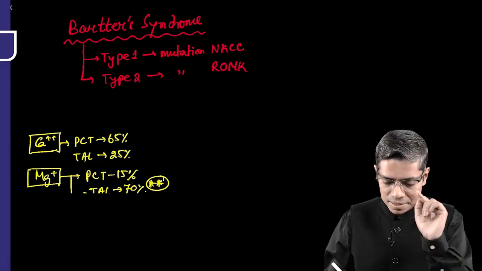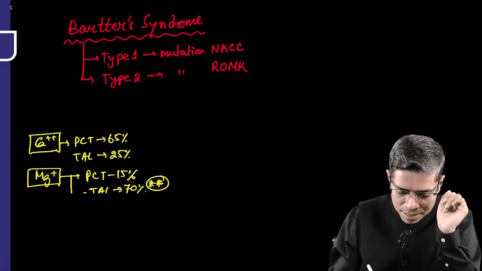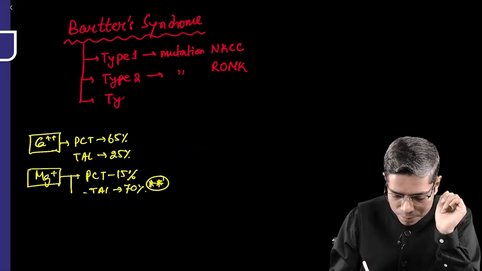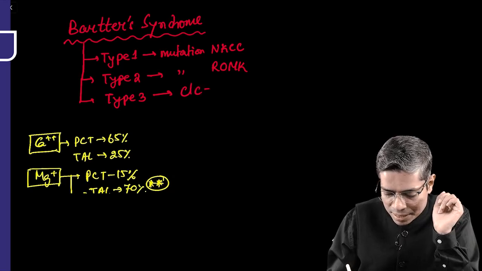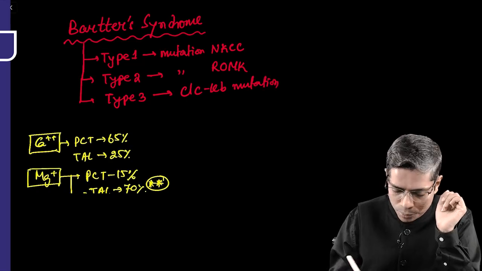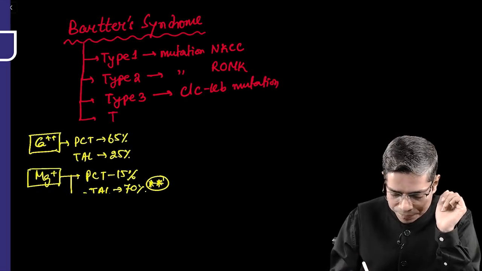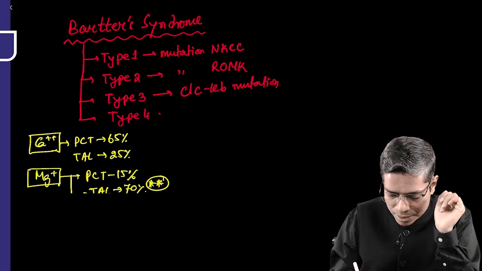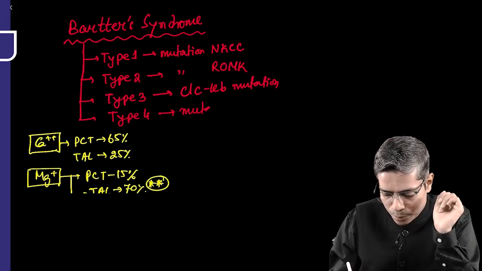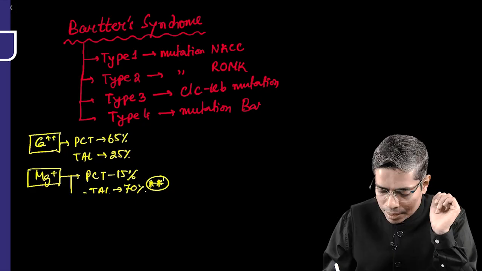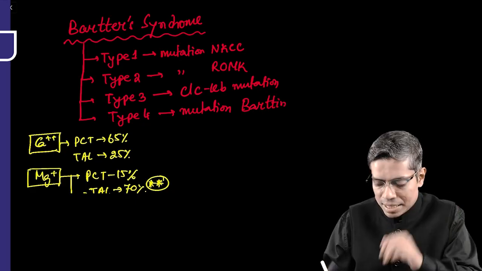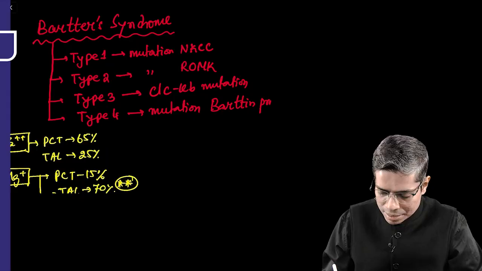Type 1 means NKCC, type 2 means ROMK, right? Type 3 means, obviously, the basolateral chloride channel, that is the CLC-Kb variety of channel mutation, right? And type 4, sometimes it is said type 4, is mutation of the protein which is helping this CLC-K channel, that is nothing but Barttin, Barttin protein, right?